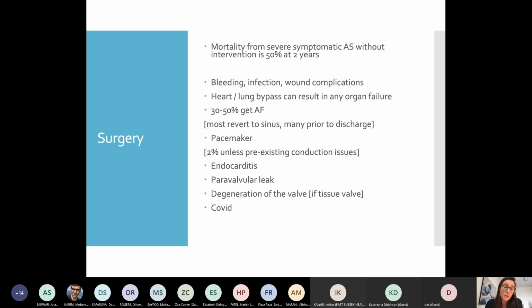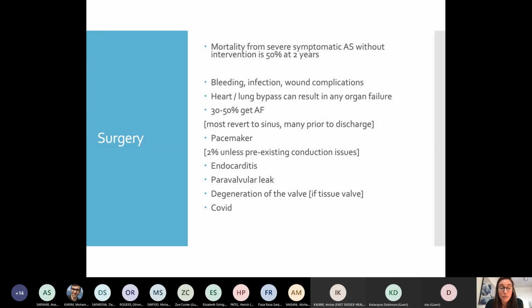So he counsels people for bleeding, infection, wound complications. Going on bypass, for your heart and lungs, is not as good as having your heart pump blood out to them. And you can end up with any organ failure as a result of hypoperfusion. And that relates partly to the time that you need to be on bypass. AF is quite common, a lot go back to sinus rhythm. Pacemaker again is sometimes an issue. It can get infection, can get a leak around the valve that's put in. This is less common than with TAVI because it's stitched in very carefully under direct vision as opposed to just being put up in a balloon against an existing valve.